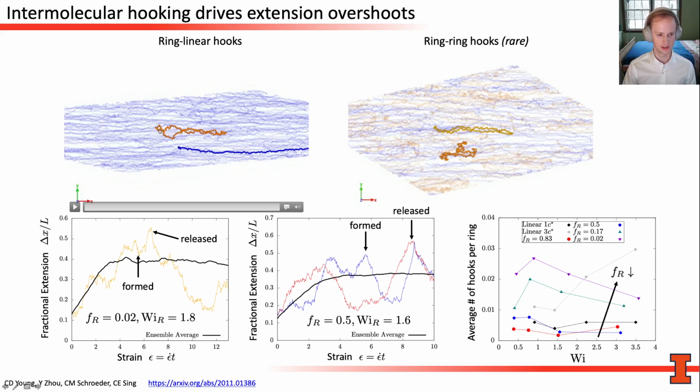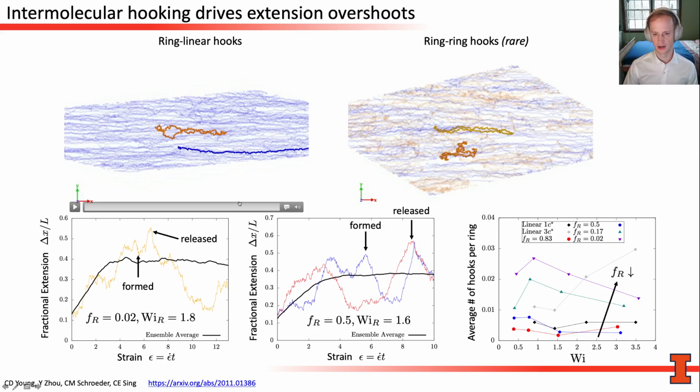And the ring, because it has the closed loop constraint, it's not able to relax that hook easily as two linear polymers would. So that drives the overshoot in ring polymer extension until the linear polymer is fully stretched and aligned, and then the hook can be released and the ring can retract.